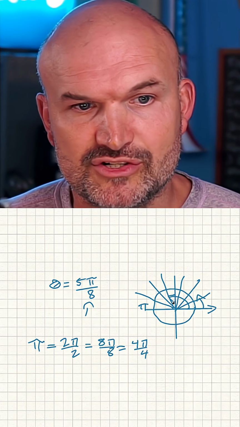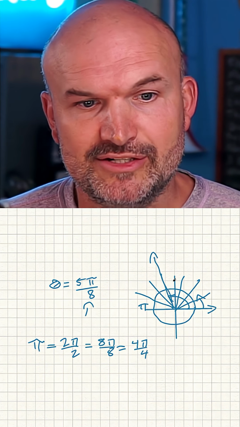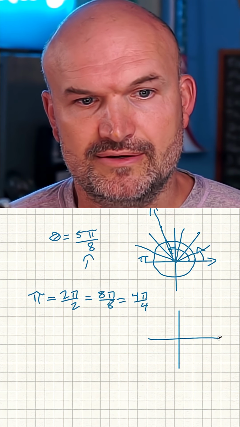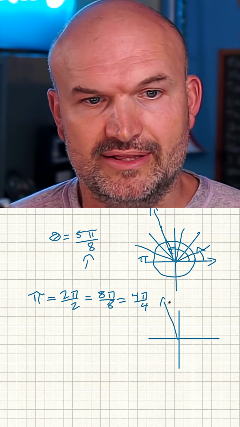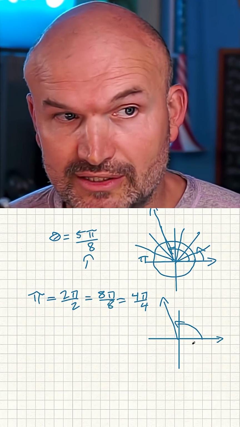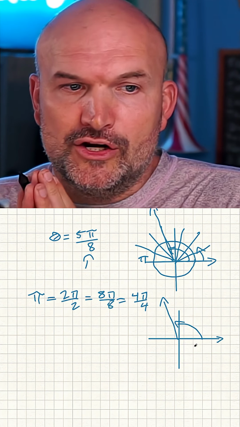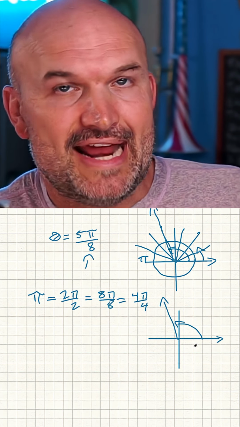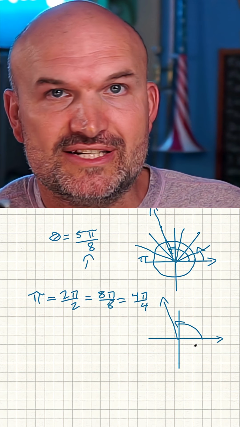So this would be my initial side, and this would be my terminal side. If I was just going to clean everything up a little bit, it would look something like this. We'd have that angle right there, and we'd say 5 pi over 8 represents that angle, just looking like that. Hopefully you understand, and are better prepared to tackle these types of questions if they happen to come up on your test, quiz, or exam.